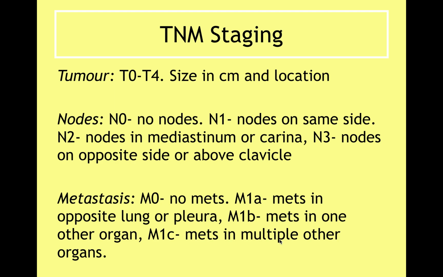M stands for metastasis, so if it's M0, there's no metastasis, and then M1 means that there is metastasis. So again, that's split into different stages. M1A means that there's mets in the opposite lung or in the pleura, so it's spread but not that far. M1B is mets in one other organ, and M1C is mets in multiple other organs.